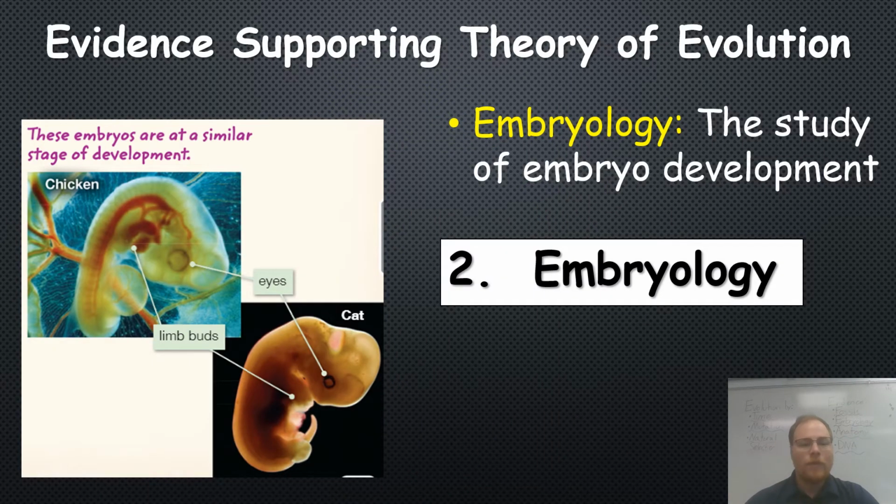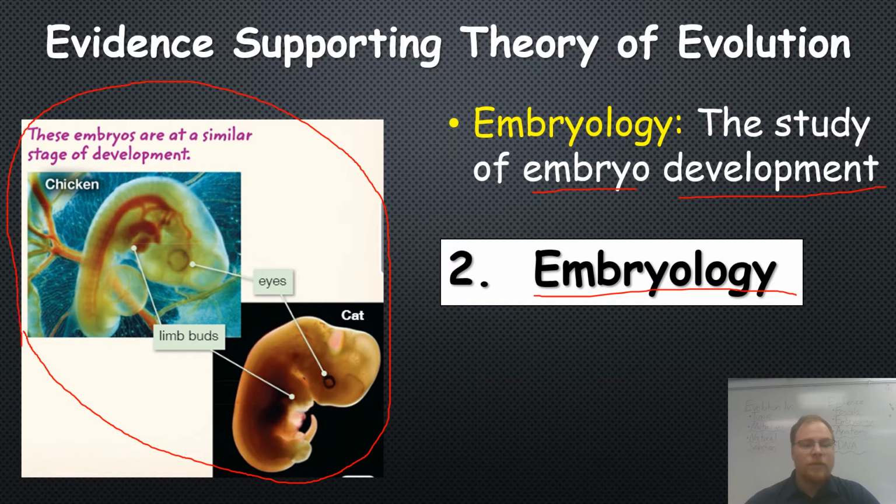Now, the next piece of evidence is going to be embryology. Embryology is basically just the study of how embryos develop. And remember, embryos are small, undeveloped life forms that have not yet grown into their adult stage. Embryos all go through similar stages of development. In this example, you have a chicken and a cat. They both have eyes even early on, and they both have these little limb buds and the curvature of a spine because they're vertebrates.